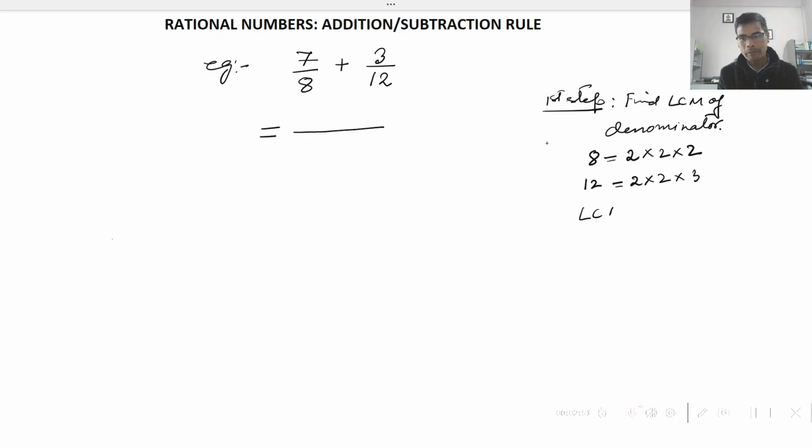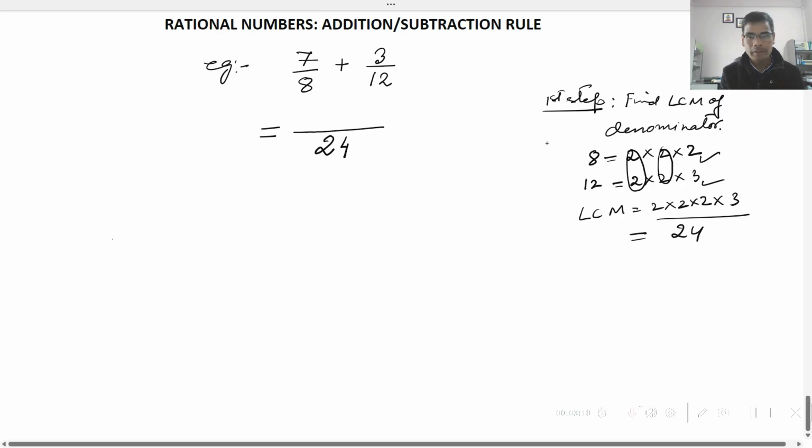So for the LCM, we take the common factor, that is 2 into 2, and then those factors which are not common we also take. The remaining factors are 3 and 2. If we multiply, this is 24. After we get the LCM of the denominators, we write it in the denominator. Then what should we write in the numerator?